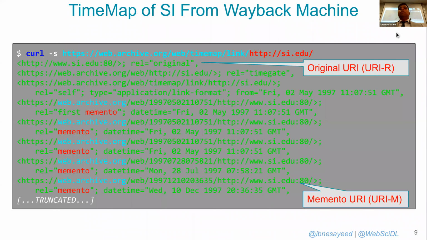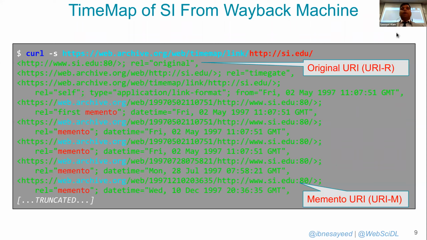So far, it was great. The interface we saw is human-friendly. But what if you want to interact with these past versions or mementos from your script or your software? You need a machine-readable version. Luckily, Memento framework provides something called a time map, which is a listing of mementos or URIs in a machine-readable form. We'll use these terms, original URI or URI-R, and memento URI that points to a specific memento we'll refer to as URI-Ms.